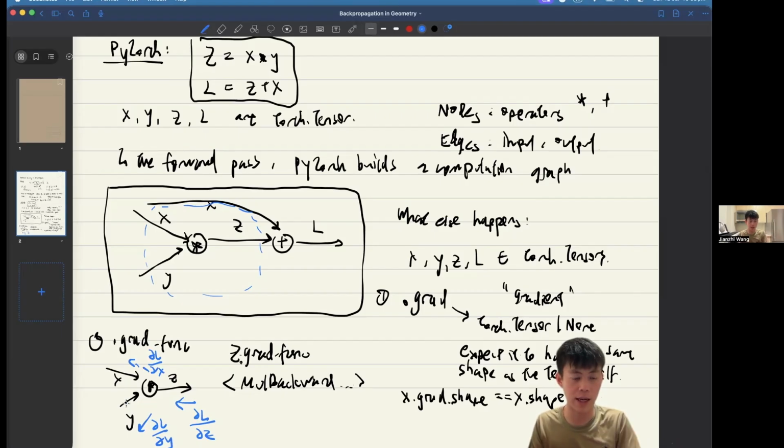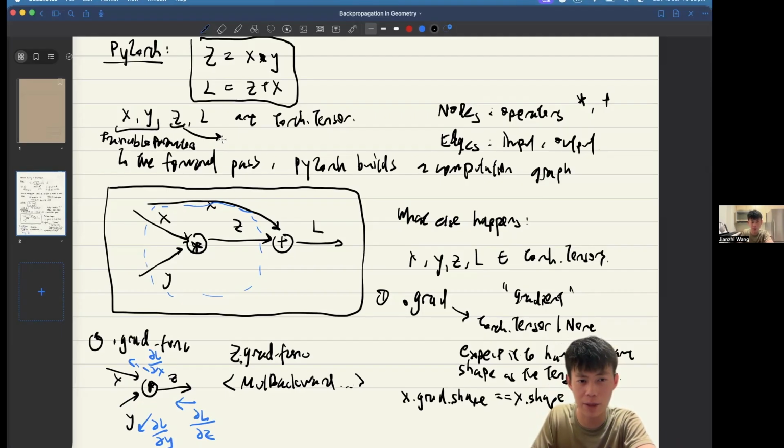Z over here is an intermediate variable. We don't really care whether we update it or not. What we want to update is the model parameters. I guess I should clarify over here that X and Y are the trainable parameters. Z is just some intermediate variable. Similarly, L over here is actually the loss, which is also kind of an intermediate variable. We don't want to update the loss. We only care about updating the trainable parameters. I hope this makes sense.